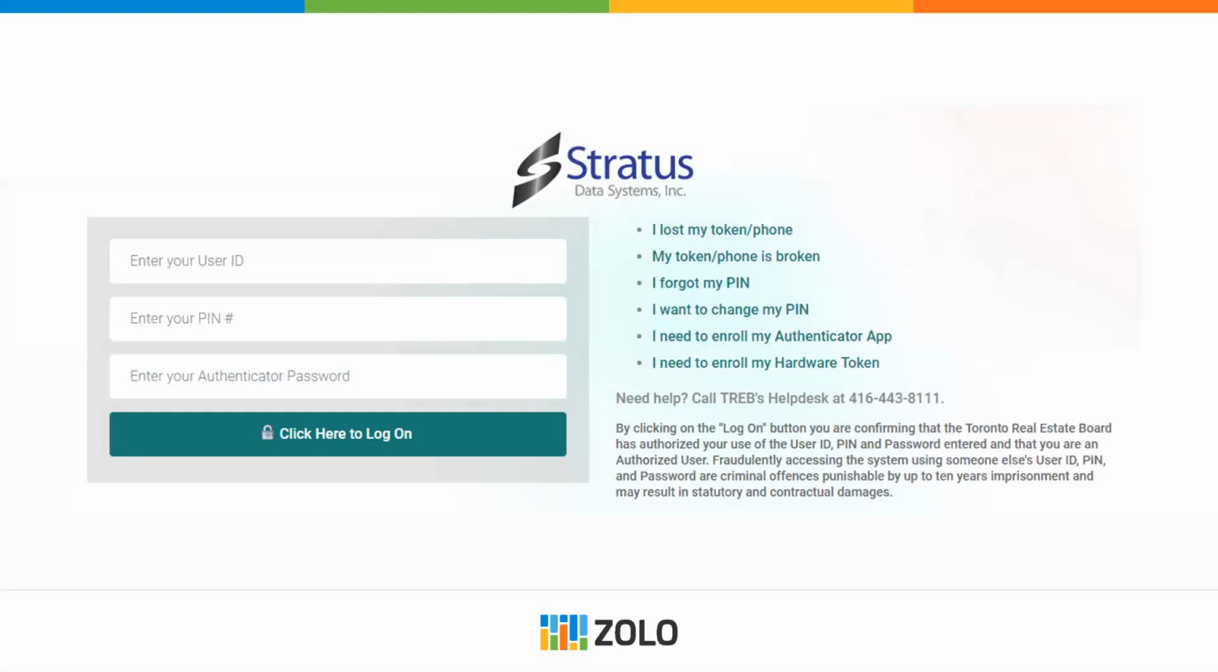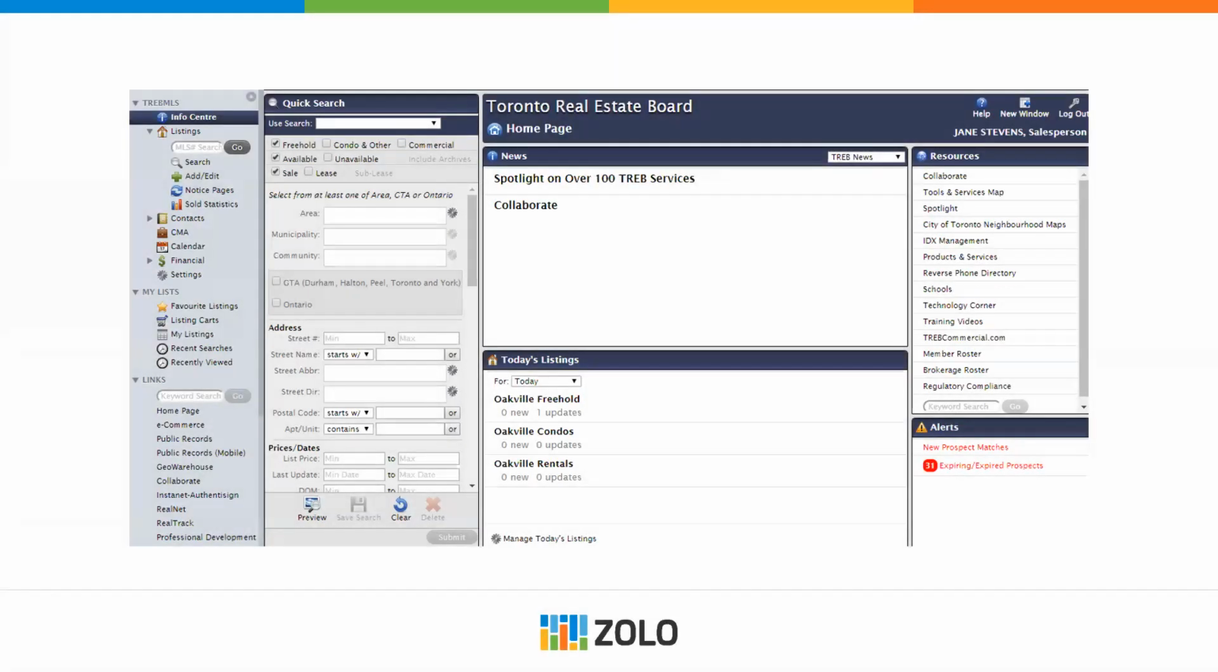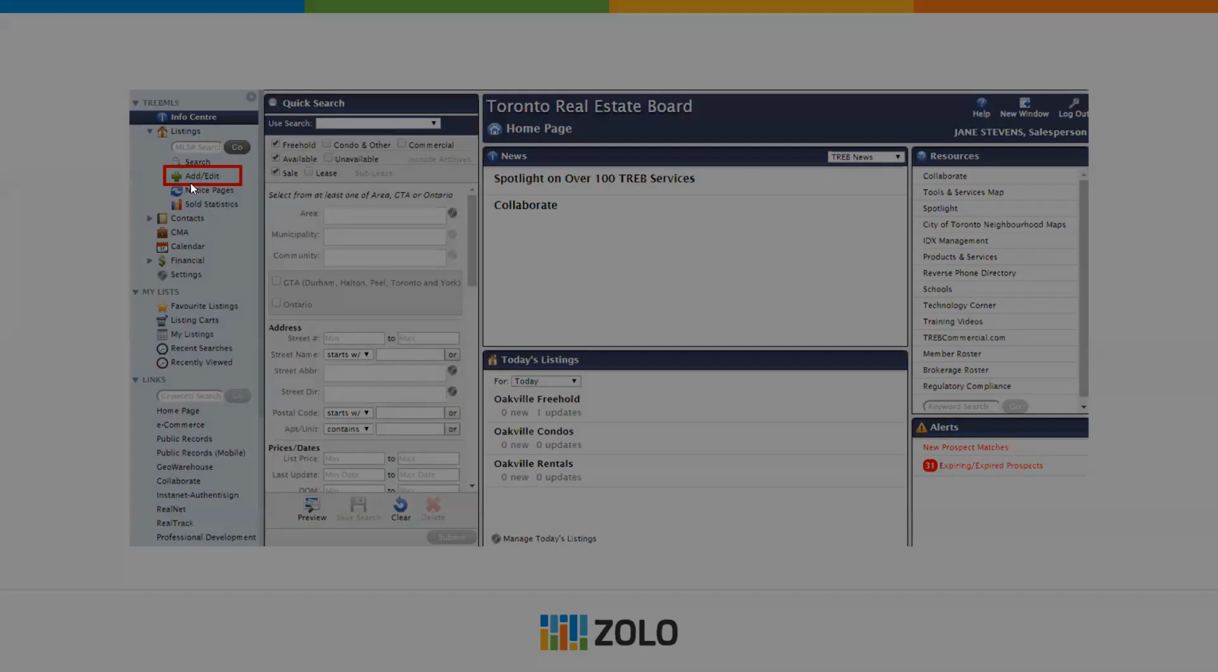Uploading your listing into Treb is fairly easy, but a question that we get all the time. So make sure that you are logged in. If you are using Treb, I'm just going to show you where to go. It's the Add Edit button over here. You've got that menu bar off to the left-hand side. And if you are uploading a listing, click on Add Edit, and that will take you to this page here.